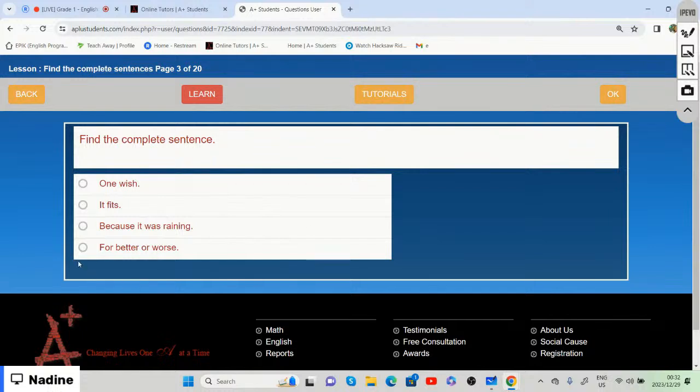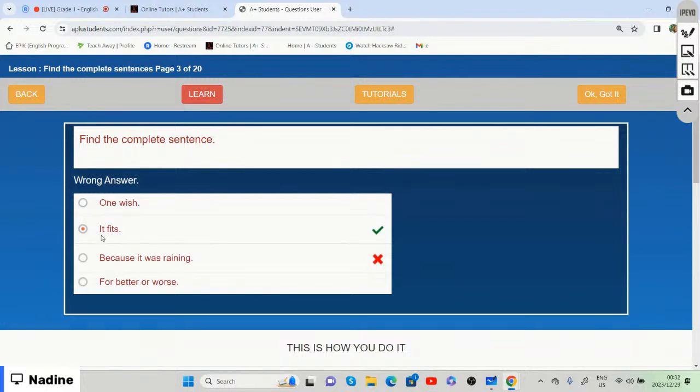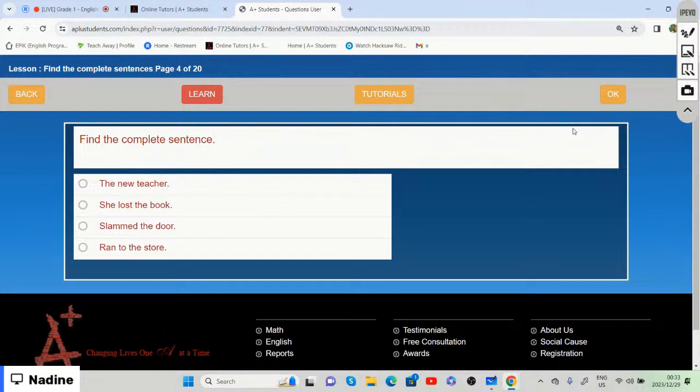All right, so we can say this either it fits or it can be because it was raining. So it fits. It can be referring to sneakers, slippers, sandals, or Uggs, and fits means if you put it on, then it fits you perfectly well.